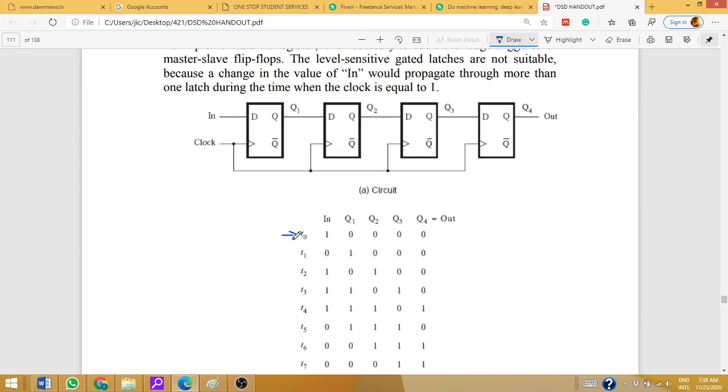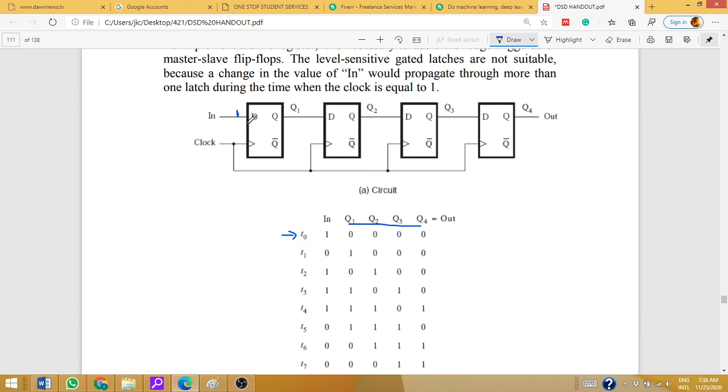At time t0, the input is 1. What is the output? The combined output is Q1, Q2, Q3, Q4. What is the value here? Everything is 0. At time t0 there is no clock yet. At time t1, the first clock pulse comes now.